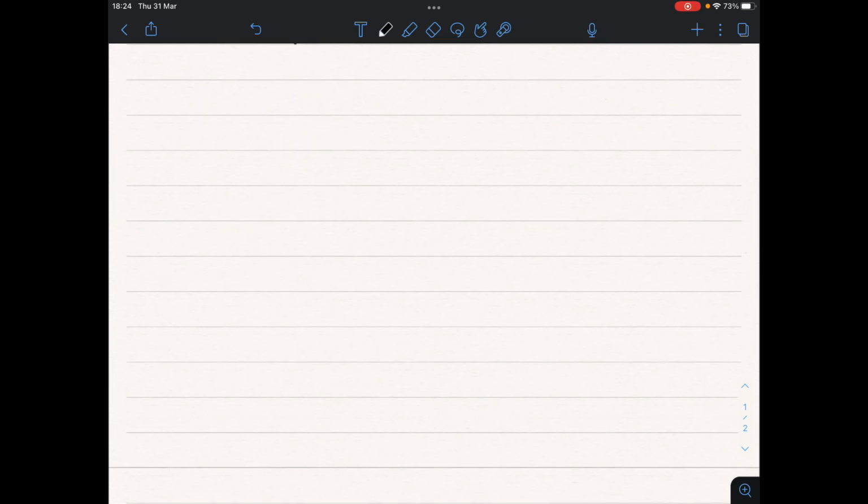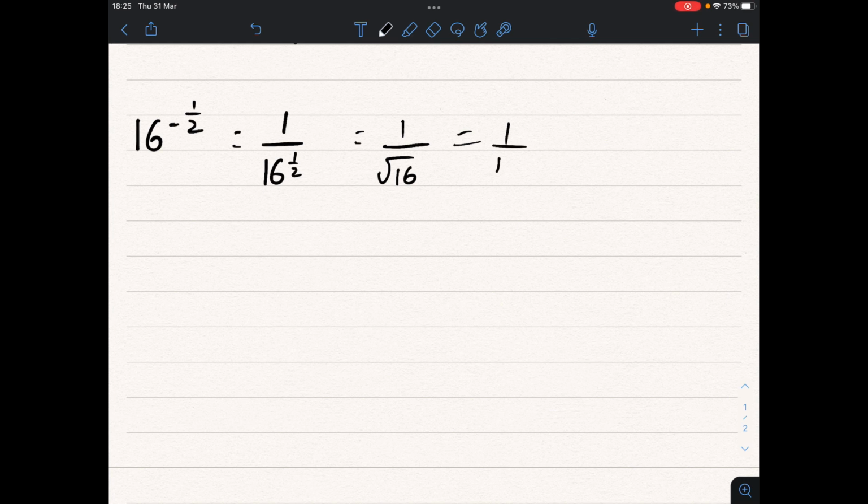Let's say, for example, there's a negative fraction as a power. So let's do 16 to the power of minus 1/2. Now, what do we do from there? Remember what negative means. It means the reciprocal. So we do 1 over 16 to the power of half. Remember what the power half means. We square root that number. So 1 over the square root of 16, which equals 1 over 4.